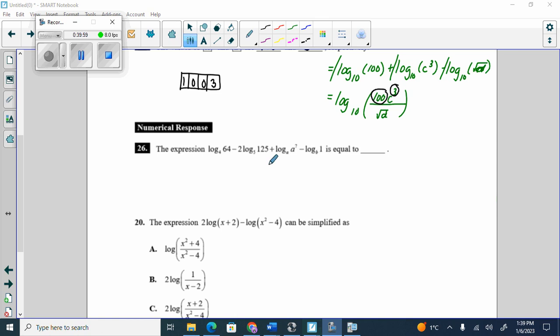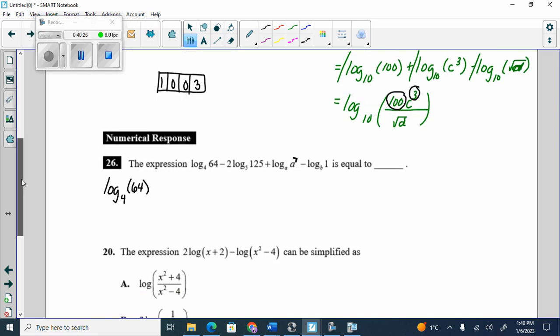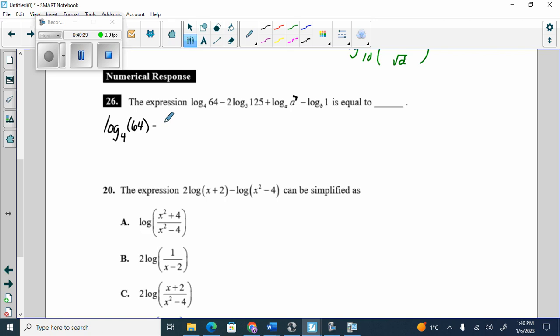Okay, next one. They want what it's equal to. This is a seven, I believe. Okay, I'm going to rewrite it because it's so small. So we go log base 4 of 64 minus 2 log base 5 of 125 plus log base A of A to the 7 minus log base B of 1.